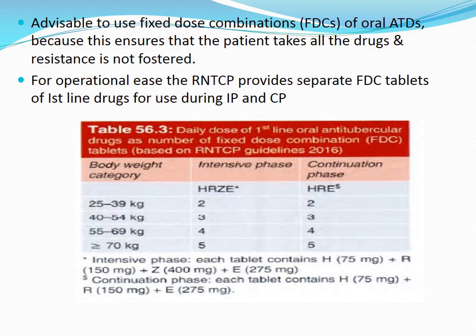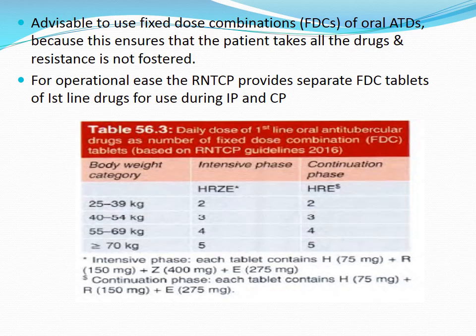Now you are not able to see weights less than 25. Yes, for less than 25 we have to individualize the dose depending upon the milligram per kg basis, as we have seen in the previous slide, and there is no fixed dose combination for these patients. Okay, especially the children, you can see. So for the first category, 25 to 39 kg, it is written 2. What does it mean? 2 tablets in the intensive phase. So the patient has to take 2 tablets in the intensive phase as well as 2 tablets in the continuation phase.